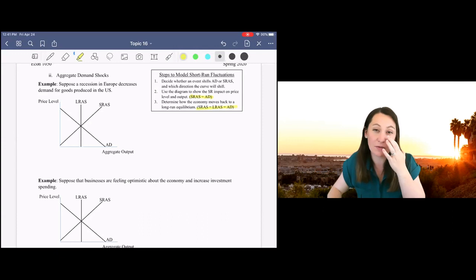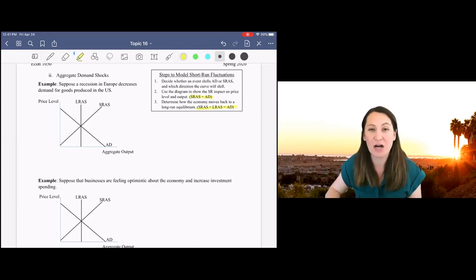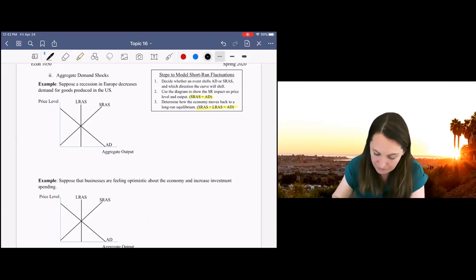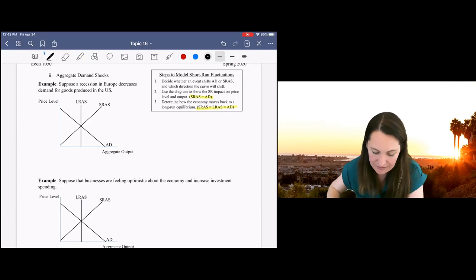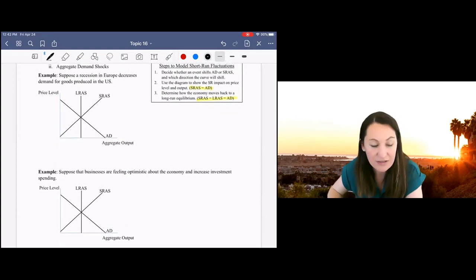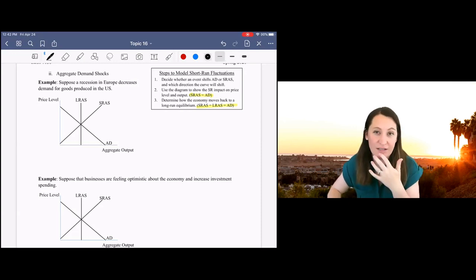All right, so let's work through an example here. In this video, we're going to be talking about aggregate demand shocks, and I've got two examples for you. So the first example is that we have a recession in Europe, and that is going to decrease demand for goods produced in the United States. So I've already told you the answer to the first step, right? I've already told you which line is going to be shifted by this event, okay?